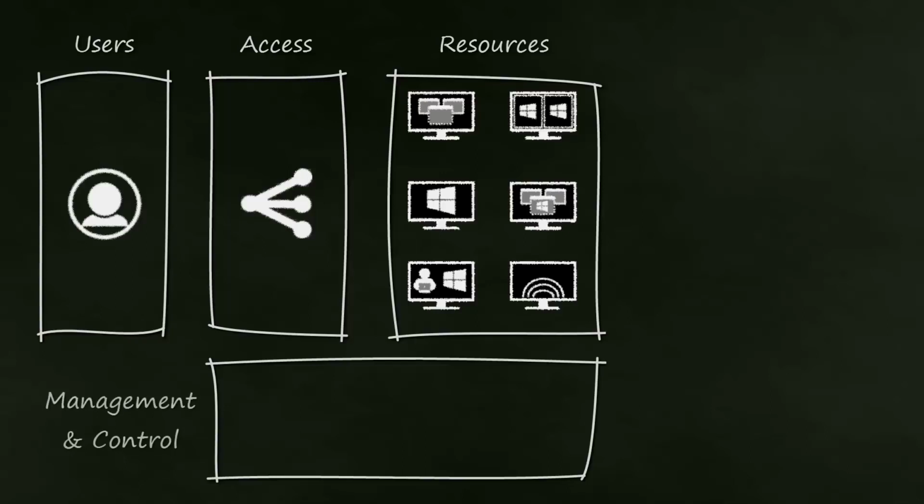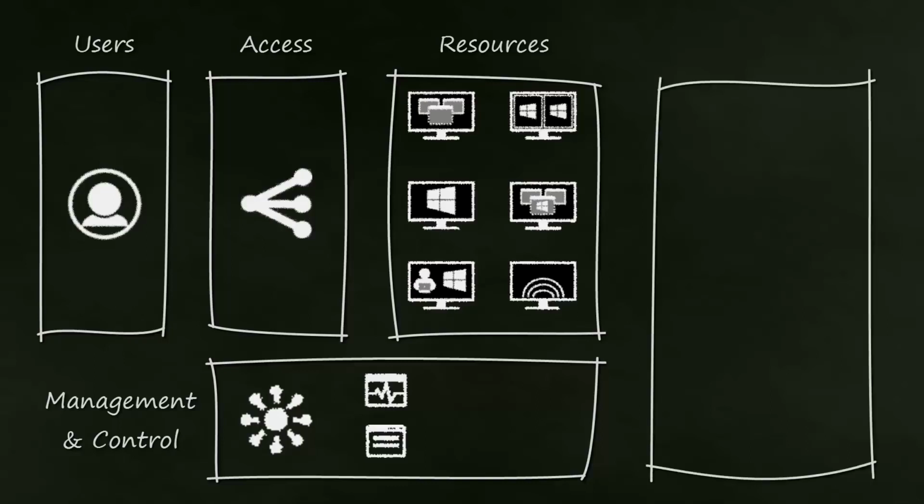The management and control layer contains the delivery controllers responsible for allocating, managing, and maintaining the user access and resource layers. However, the admin workflow for installing, configuring, and deploying the environment is completely different than the workflow for supporting the environment. That is why the management and control layer includes 2 management consoles, Studio and Director. Studio is used to set up and deploy the environment, while Director is used to support the users.